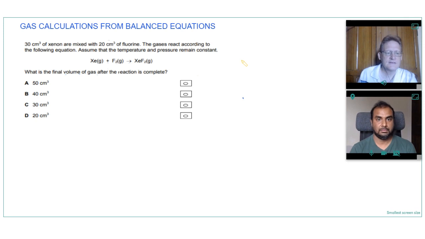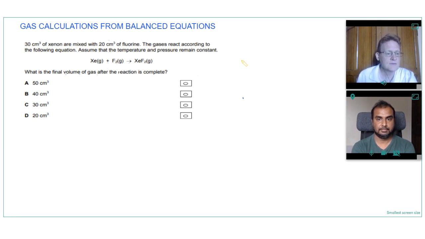Okay, so we're going to look at gas calculations using balanced equations. The good thing about gas calculations is that we can just use the volumes of the gases. We don't have to calculate the moles because 1 mole of any gas is 24 decimeters cubed. And so we can just use the proportions of the volumes of gases to do the calculation. But anyway, we'll have a look at this.